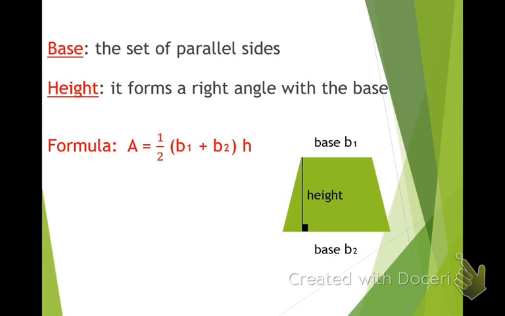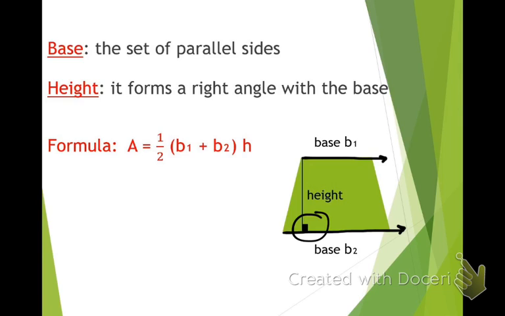Do you guys see any that could be parallel lines? Yes. Where are they at? The bottom and the top. You are correct. This right here would go on and on forever, and so would this, and those two would never touch each other. So those are the parallel lines, which makes them the base of our trapezoid. Then the height forms a right angle with the base. You can see right here there's a right angle, so that's going to be our height.